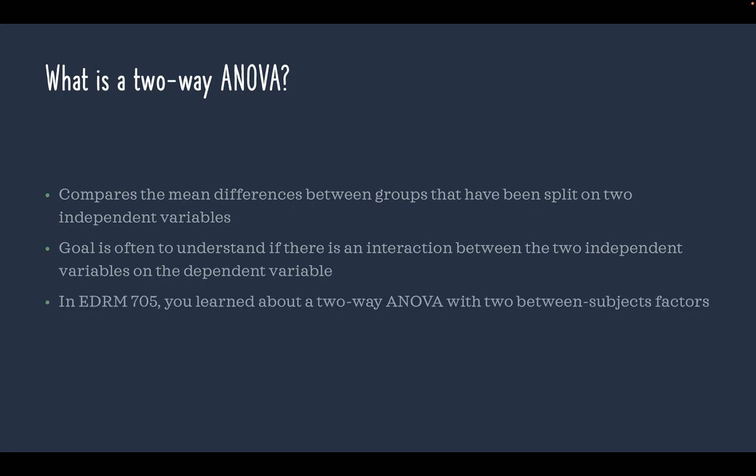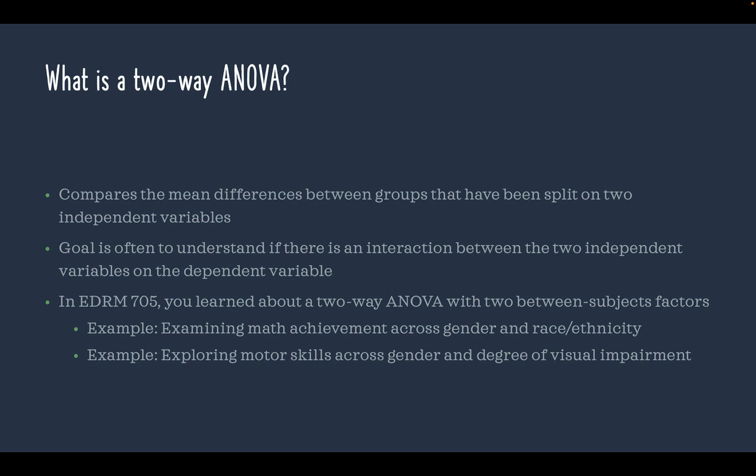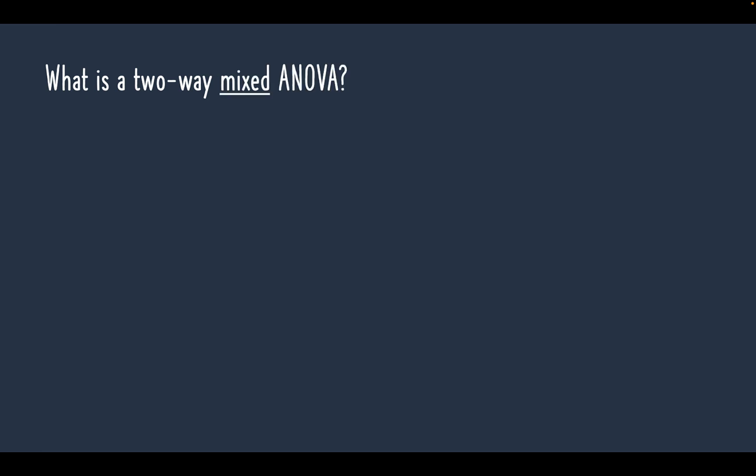All right, and in EDRM 705, you learned about a two-way ANOVA with two between subject factors. For example, examining math achievement across gender and race. Another example would be exploring motor skills across gender and degree of visual impairment.